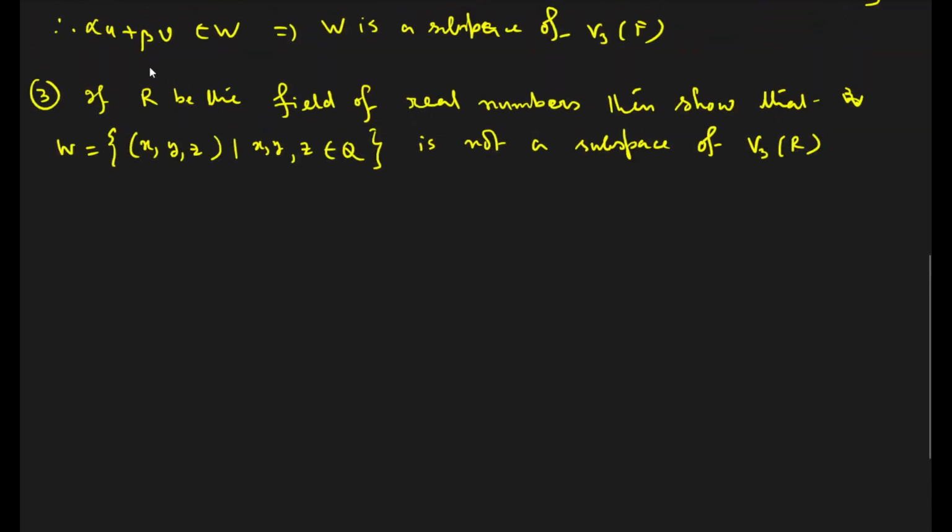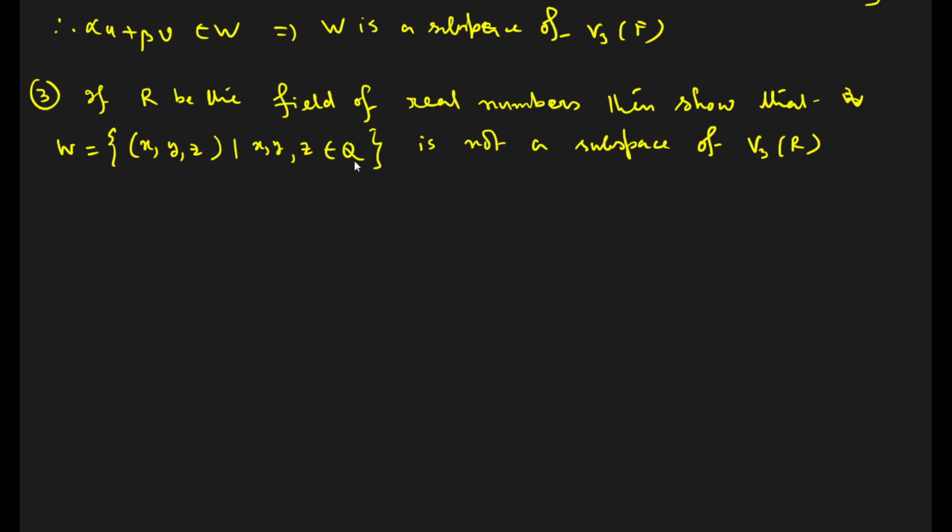यहाँ पे जो field है वो capital R है. In the last two problems, the field is F, but here the field is R, so real numbers. And W is three-dimensional. See, x, y, z. But there is one condition. What is the condition? x, y, z should belong to Q. Q is what? Q is the set of rational numbers.